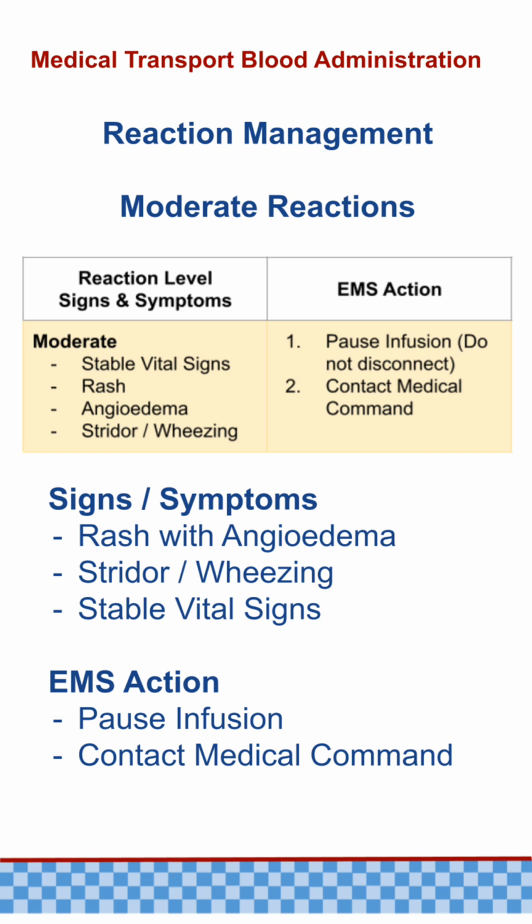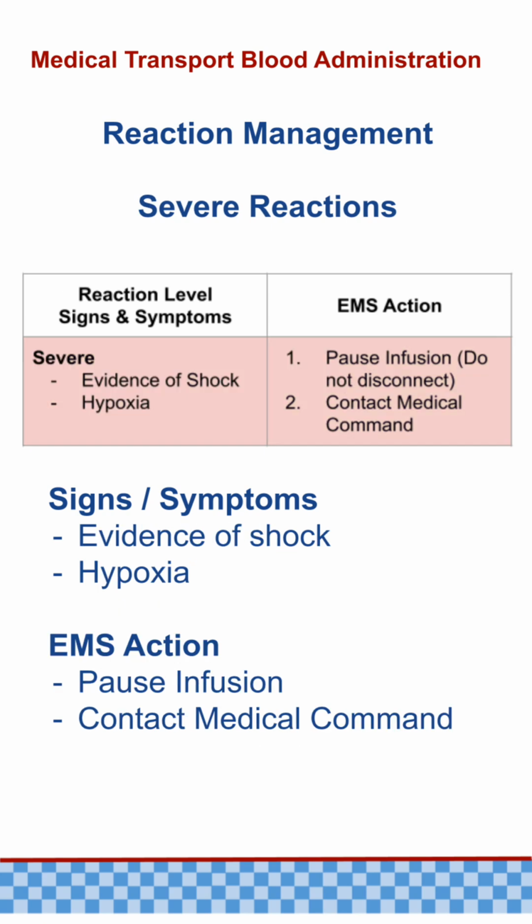Simply pause the infusion. A severe reaction may present with signs of hypoxia and evidence of shock, including unstable vital signs that include elevated heart rate and low blood pressure. If the patient presents with signs of a severe reaction, immediately stop the infusion and contact medical command at the receiving facility, if possible. Do not disconnect the blood administration tubing.